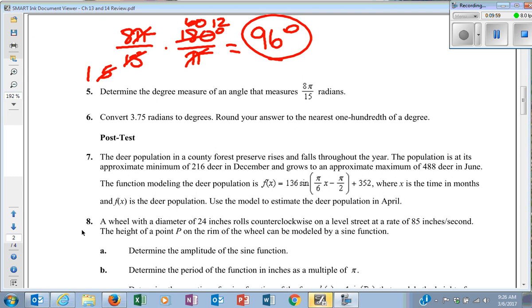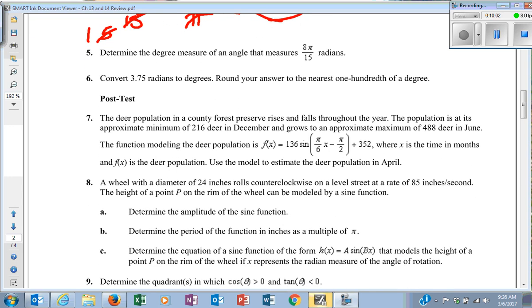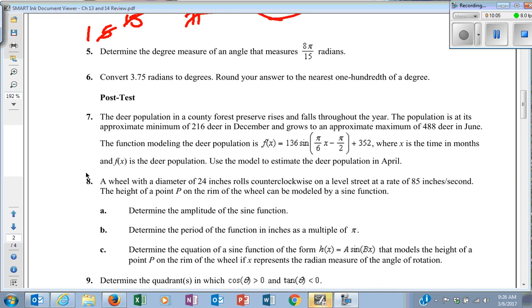Alright, it asked me to convert 3.75, and that's radians, into degrees. So I take this, and I want to multiply by 180 degrees over pi radians, and then the radians cancel out. But the pi is still left over. Notice this didn't have a pi to cancel out. The radians cancel each other out. There's still a pi down here.